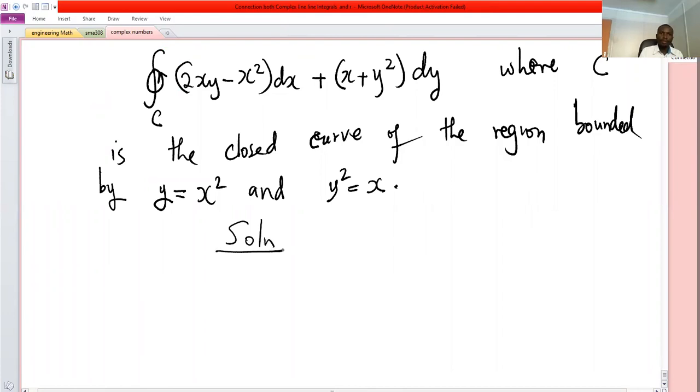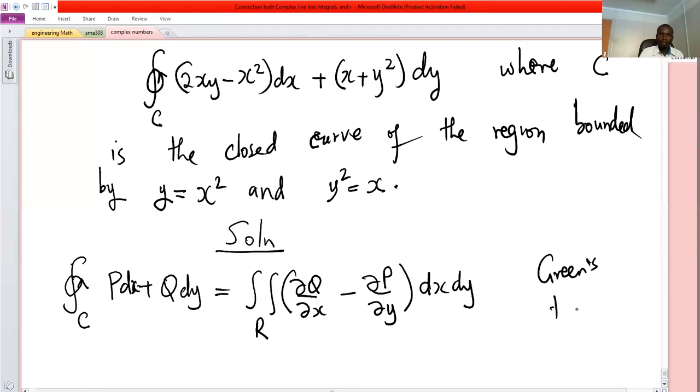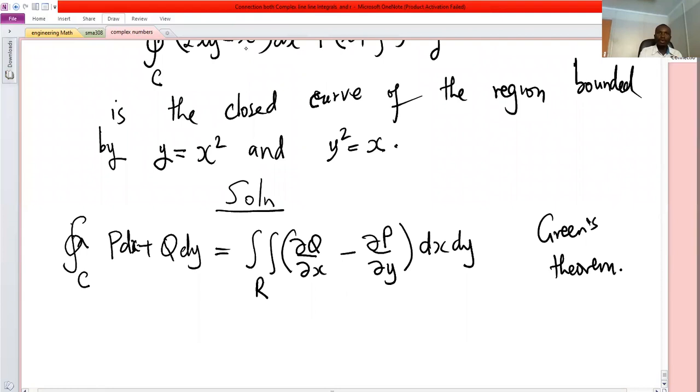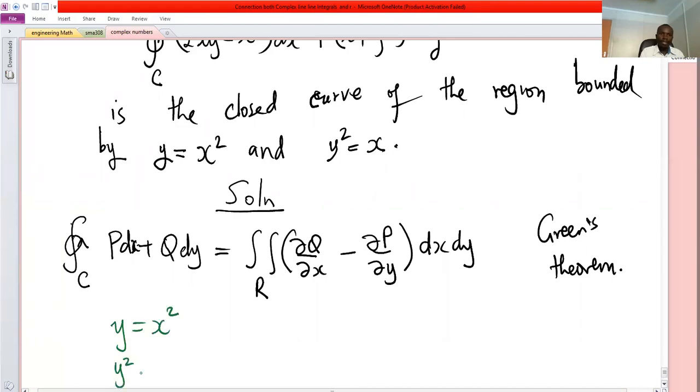So solution, we know that Green's theorem in the plane states that the integral along C of P dx plus Q dy is the double integral over the region R of partial Q partial x minus partial P partial y dx dy. So this is Green's theorem in the plane. That is step one, write the statement. Step two, now let's sketch these graphs. We need to know the region where we are going to carry out our integration, so it's advisable to sketch that region. So y is given by x squared and y squared is given by x.